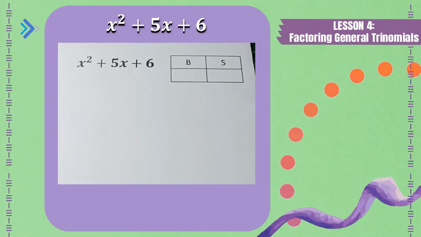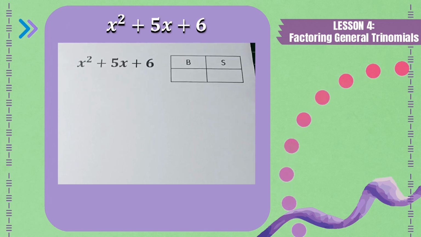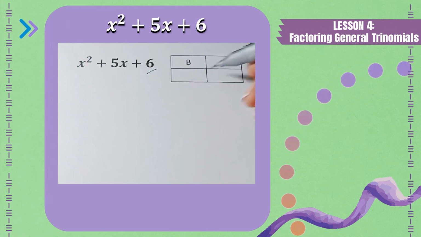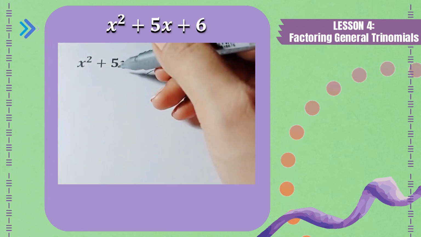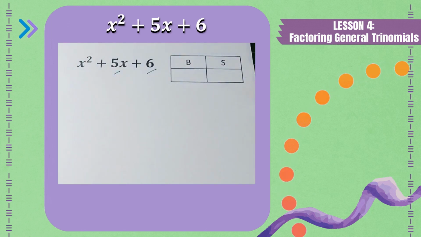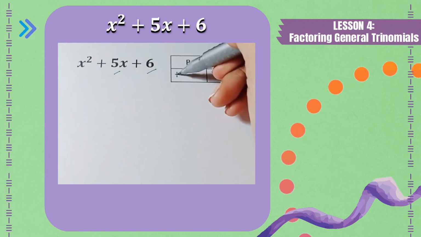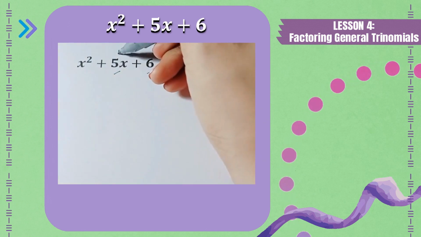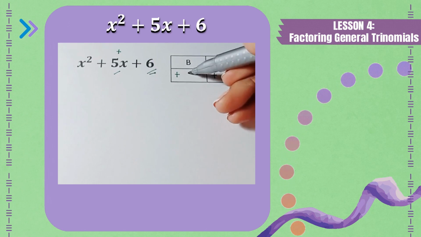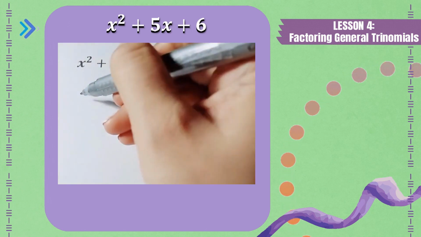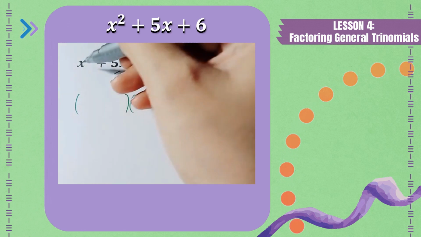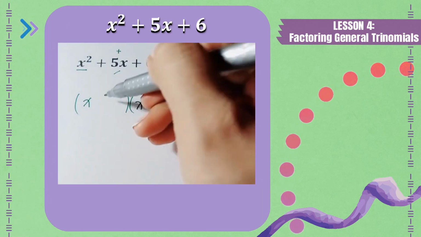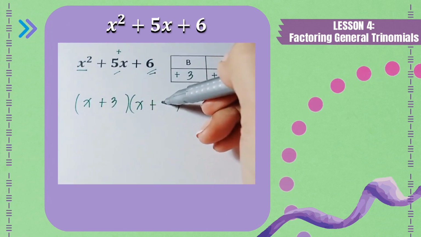So the given is x squared plus 5x plus 6. The last term is positive, therefore pareho ng sign yung nahanap nating factors. So pareho silang, tingin tayo sa middle term. Positive, therefore pareho silang positive. So ano ang factors ng 6 na kapag inadd, 5 ang sagot? So we have 3 and 2. Therefore the factors are, from x squared, we have x and x. For 6, we have positive 3 and positive 2.